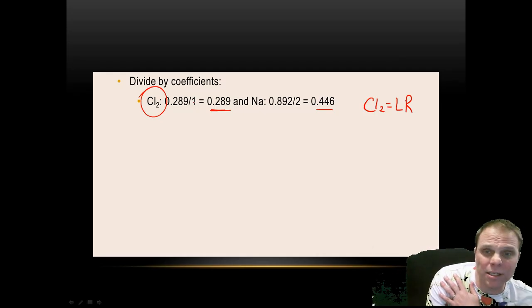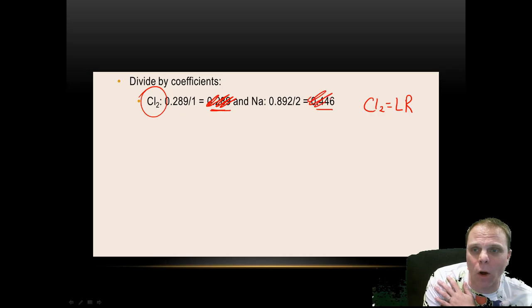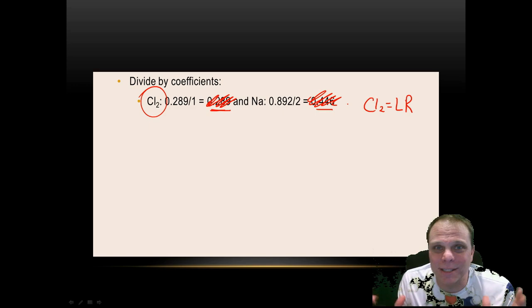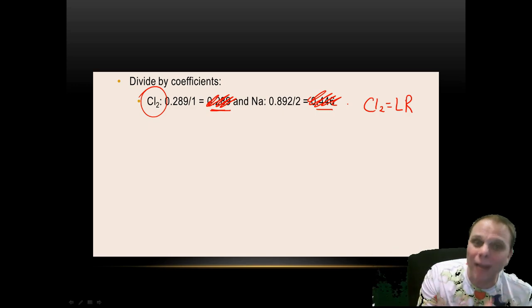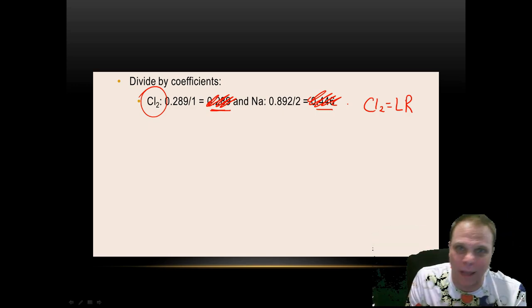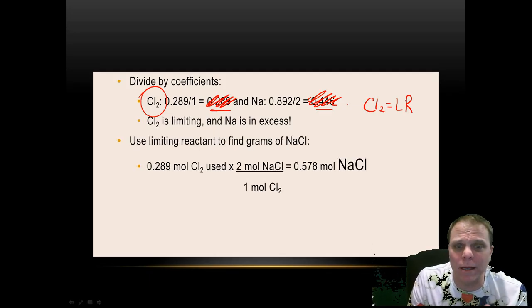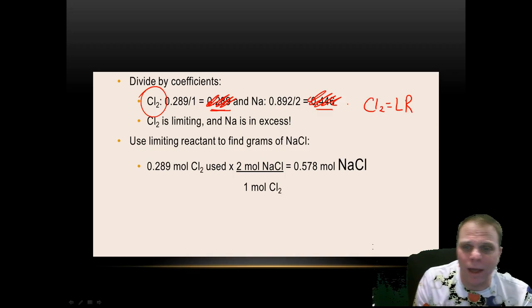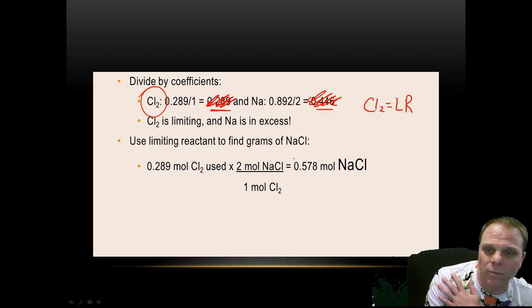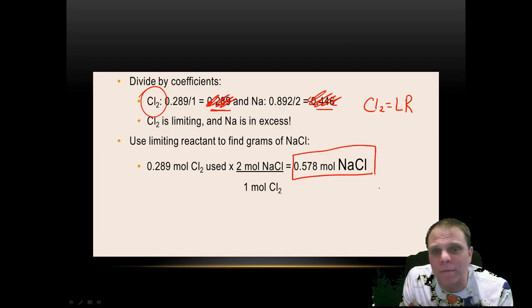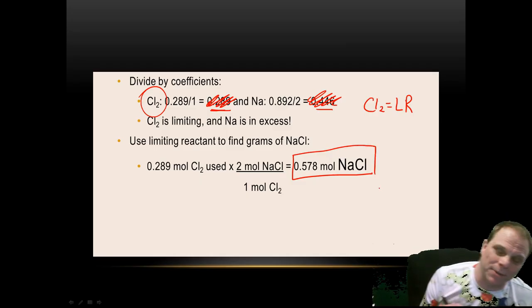Are you going to use this number? No. Are you going to use this? No. Those are not meaning anything, right? Those are just kind of telling you which one's limiting. You do not use those numbers. You've got to go back to the moles, all right? Hopefully you did that. So go back to the number of moles, 0.289 moles of chlorine. And then as you take that and convert to moles of sodium chloride, we didn't have to go to grams all the way this time. So now we have 0.578 moles of sodium chloride.